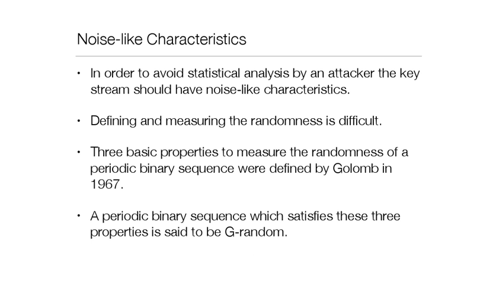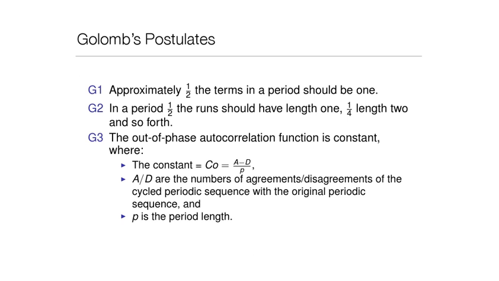So Golomb's postulates are like this. G1: approximately half of the terms in a period should be 1. That means there should be the same number of ones and zeros. Not exactly the same, but very close to the same. Half of the bits are 1, half of the bits are zeros. G2: in a period, half the runs should have length 1, 1/4 length 2, and so forth. We'll discuss this later.